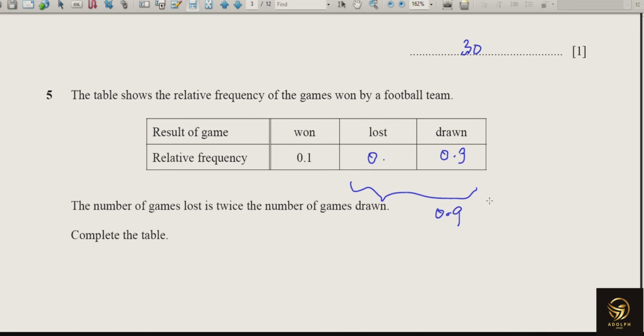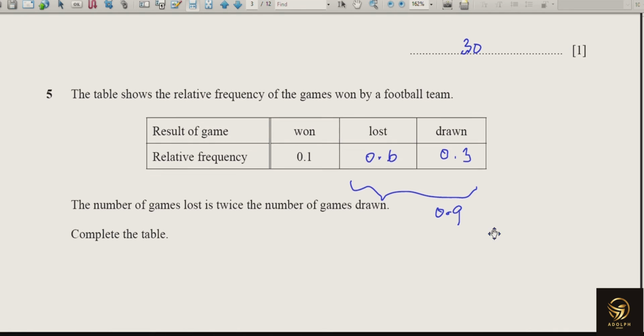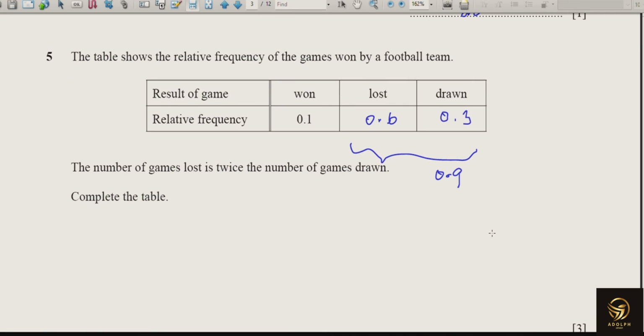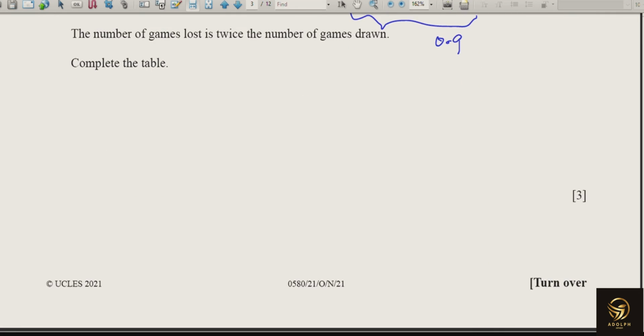It is 0.3 and this is 0.6. This is 0.3. I hope you will be able to see it. It is 0.3 and 0.6. That's it. We filled the table, and they are giving 3 marks for this.